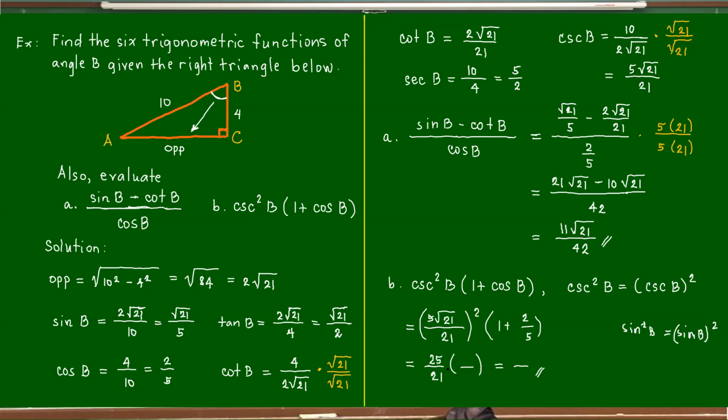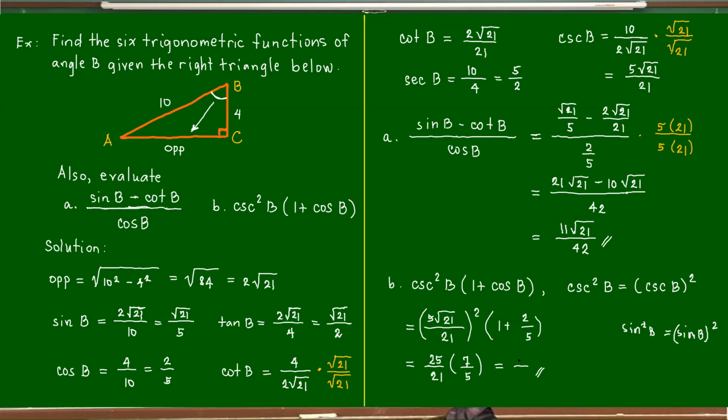What is the square of 5 square root of 21 over 21? That is 25 over 21. Is that correct, guys? Yes, sir. So what about the simplest form of 1 plus 2 over 5? What is the single fraction for this sum? That is 7 over 5. Over 5. Is that correct?